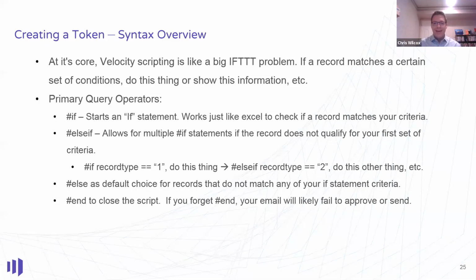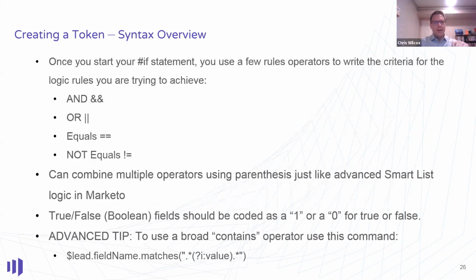If you forget that end, when you go to approve your email asset, Marketo will yell at you. It'll say, unexpected characters and whatever, and you'll be pulling your hair out trying to figure out what's going on, but you just need to have that end closed to your script, basically. So that's kind of the structure of how you write the actual logic.